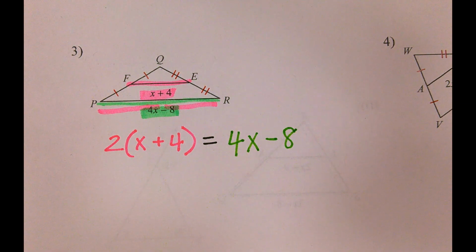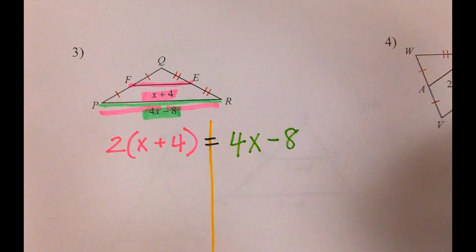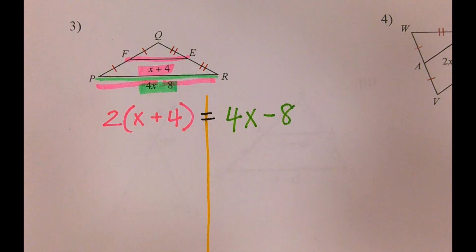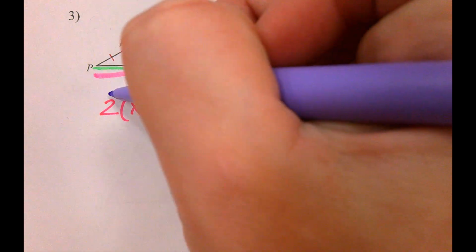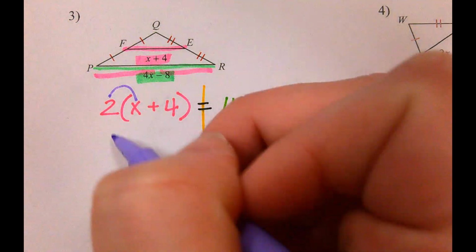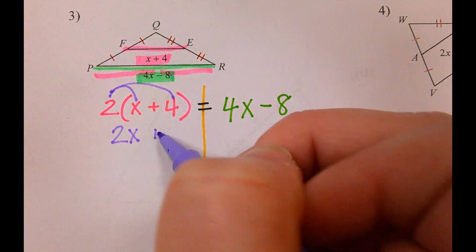And so now we have an equation, and we can solve this. So I'm going to draw a line through my equal sign, and we will begin solving this. Once we have that equation set up, go ahead, Jess. You were about to say what to do. You distribute the 2 to the x and the 4. Yes, the first thing we need to do is distribute the 2 into x and into 4. So 2 times x is 2x. 2 times 4 is 8.